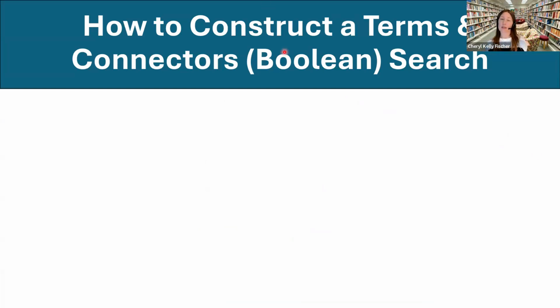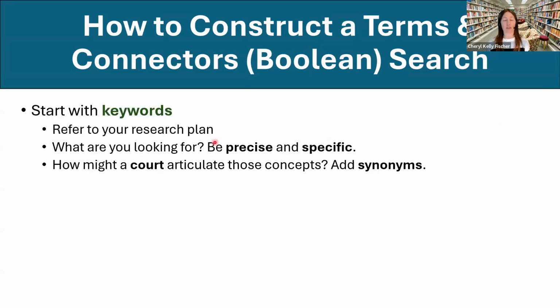So here are some advanced keyword techniques on Boolean searching. First, you're going to start with your good keywords. You're going to refer to that research plan that you've been building all along, and you're going to figure out what you're looking for precisely and specifically. How might a court articulate those terms? And then add the synonyms.